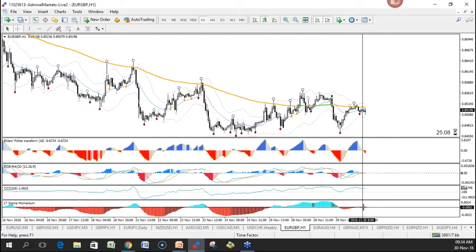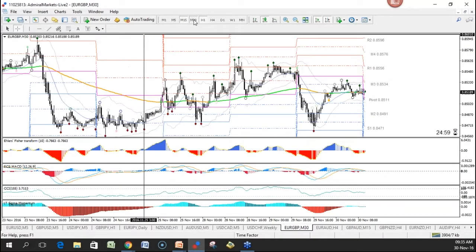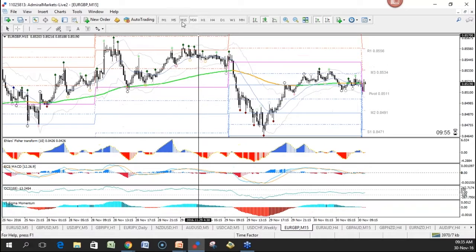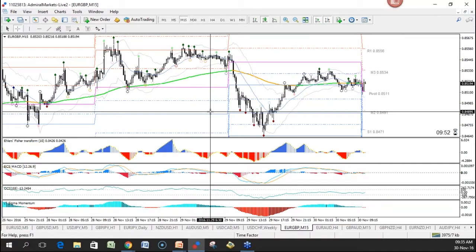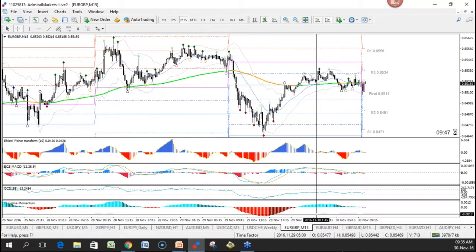This is slightly down, but it's really flat and right at the 0 line. 30 is the same. So no, I would wait on the euro pound myself. I don't see something interesting here.